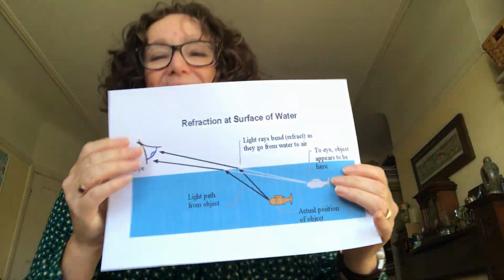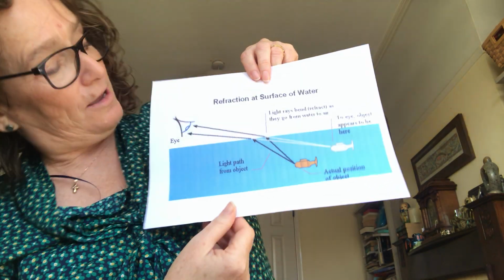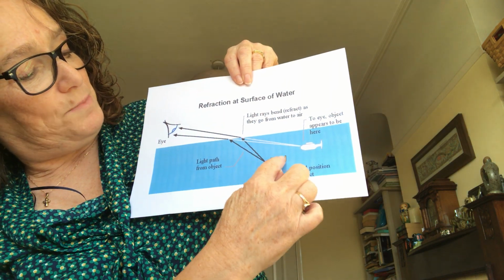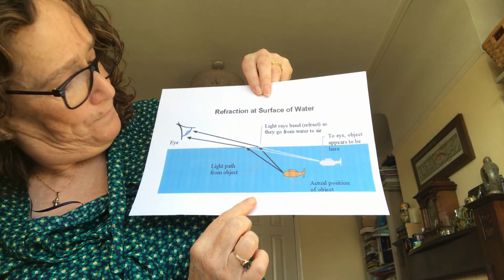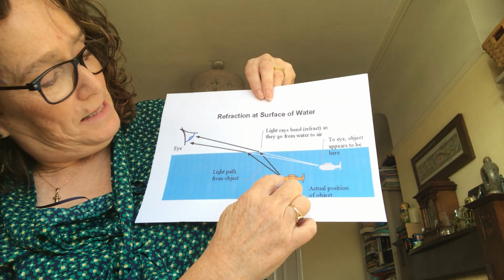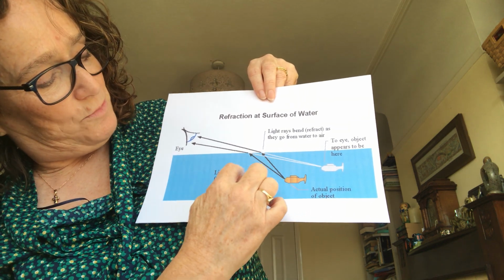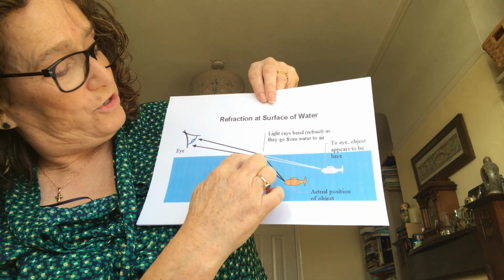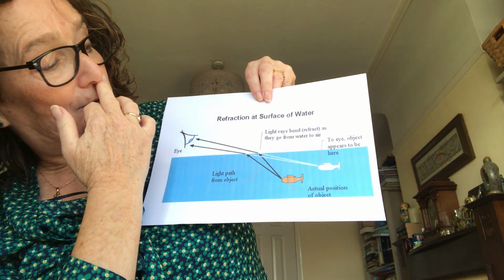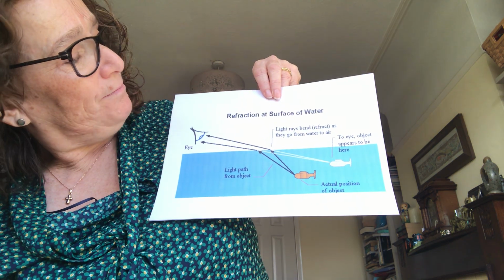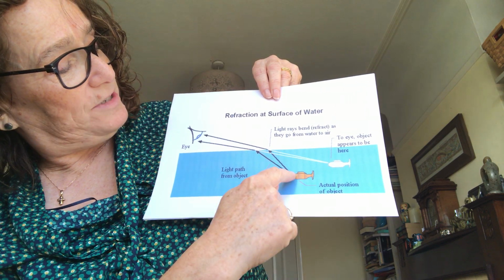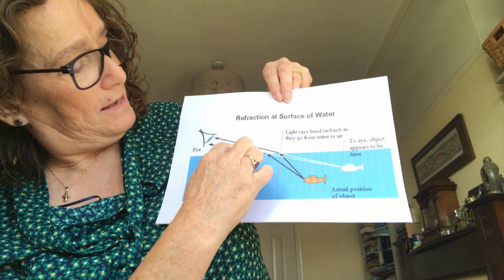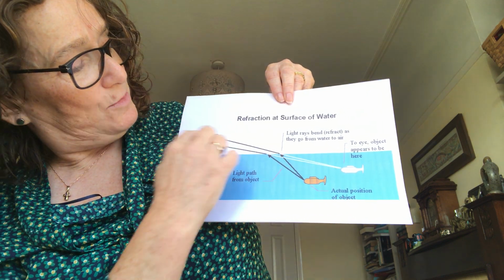That's a bit better. So here, what we can see, it says refraction at surface of water. So here's the actual position of the object here. And what happens is that this is the light path from the object. So we can see a little arrow here, and the light path is going from the object. As it goes through the water and passes into the air, the light rays bend or refract as they travel through. So here we can see them going through here, and then they bend slightly as they come towards the eye.